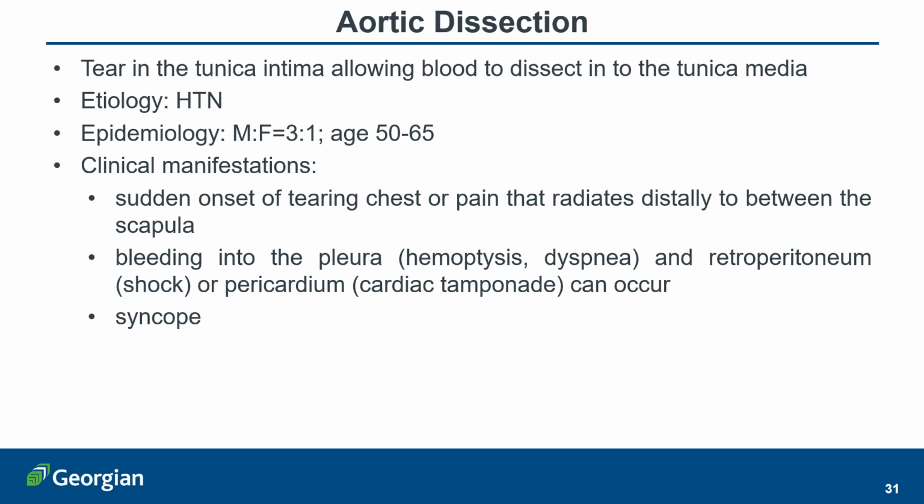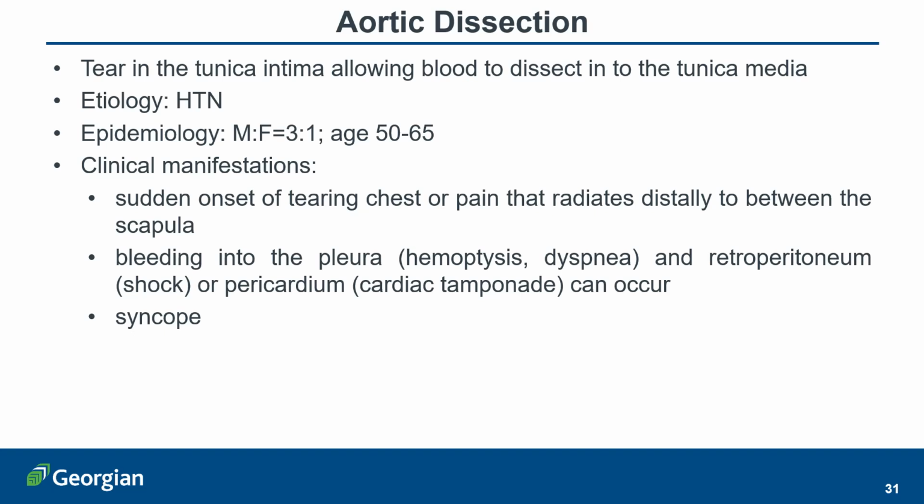The etiology is typically hypertension, uncontrolled hypertension. In terms of the epidemiology, you will see that males are more likely to be affected than females, but age is a non-modifiable risk factor as well. The clinical manifestation of aortic dissection, which is a medical emergency, is a sudden onset of a tearing chest pain or pain that radiates distally to between the scapulae. In other words, it's a form of referred pain that goes towards the back of the body.